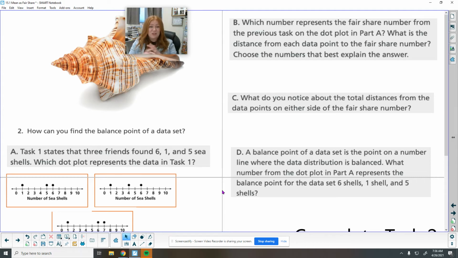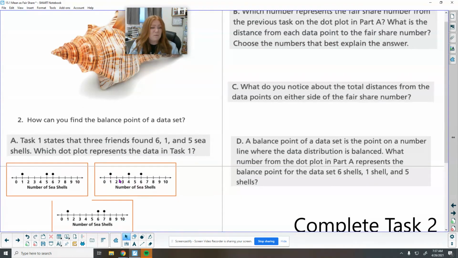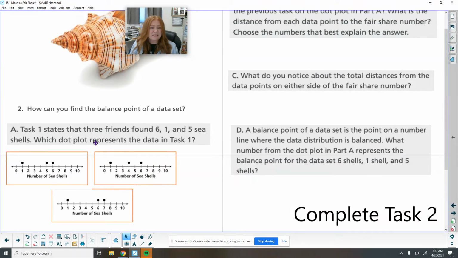But instead of moving pictures and items around, we're going to balance out a dot plot here. So first of all, which dot plot represents the 3 friends that found 6, 1, and 5 seashells? So look for the number that has 6, 5, and 1. They might be in a different order than yours on your computer. Sometimes they randomize them there. So I'm looking for 6, 1, and 5. So I've got 1, 6, 7. It's not that one. 1, 4, 6. No, 1, 5, 6. So this one here is my dot plot.